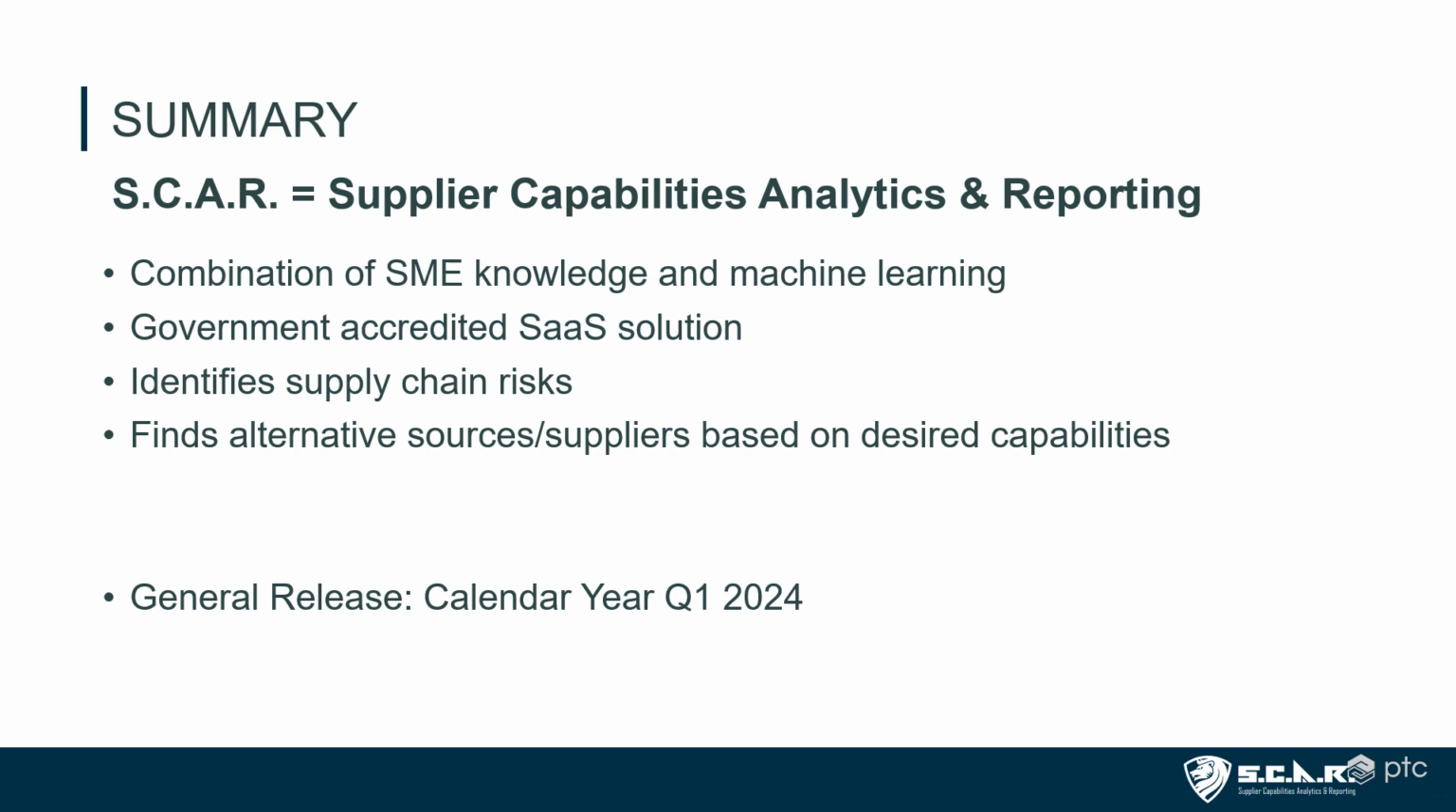So all in all, SCAR is a combination of SME knowledge and machine learning to identify supply chain risks as well as second source different products and capabilities. And so the general release for SCAR on the commercial side is going to be early next year, 2024.